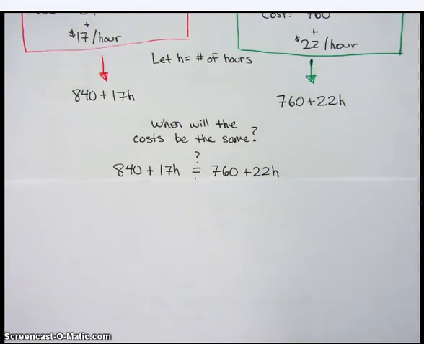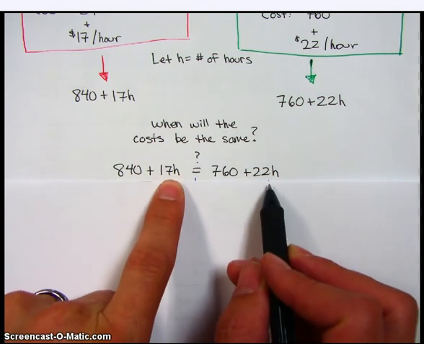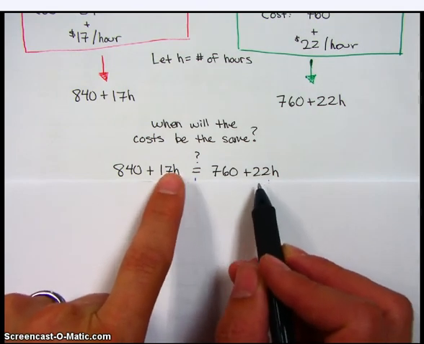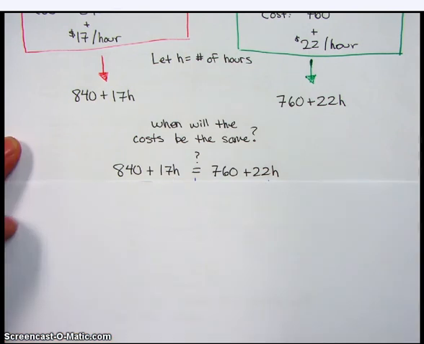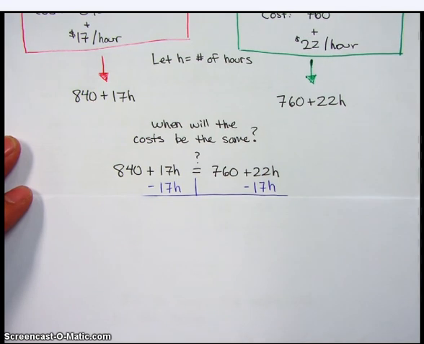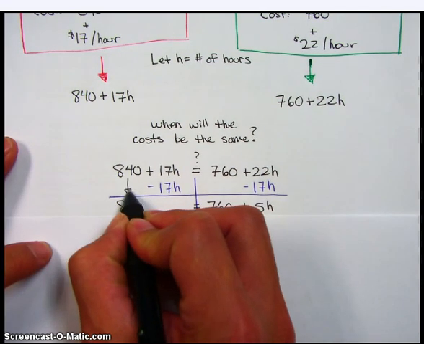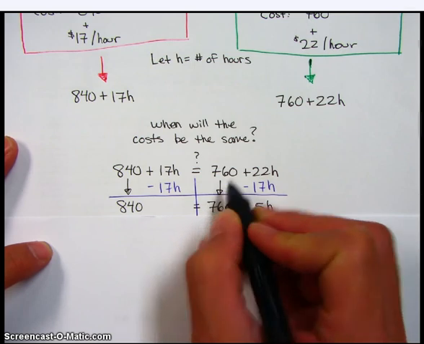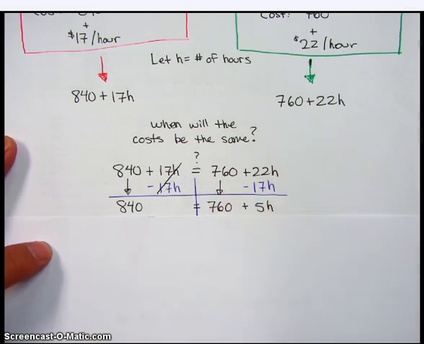First things first, I want to move my variables, which I have on two sides, all to one side. It's best to look for the smaller number here and try to eliminate it so that we're left with a positive variable term. So I'm going to subtract 17h on both sides. This is my resulting answer. The 840 just drops down, so does the 760. These two are a zero pair, so we cross them out, and I'm left with 5h on this side.